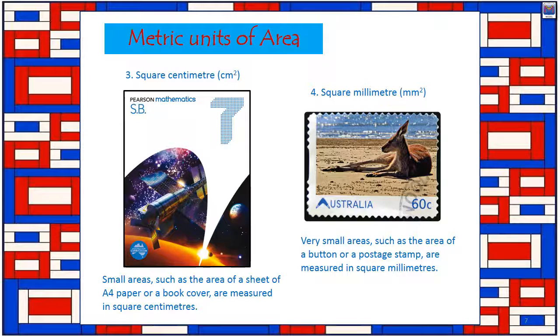Square centimeters are like the size of a textbook, a sheet of paper, or your exercise book. Square millimeters, that's 1 millimeter by 1 millimeter, are for much smaller things, such as a postage stamp or a button. Typically, once we get to this unit of measure, the object wants to be smaller than a centimeter by a centimeter to use square millimeters.